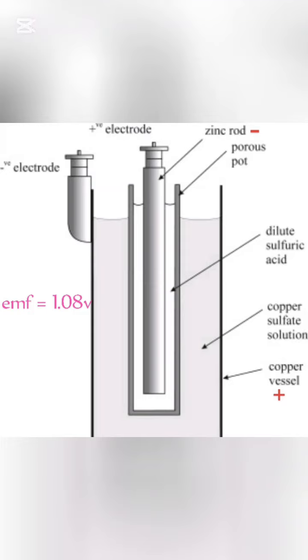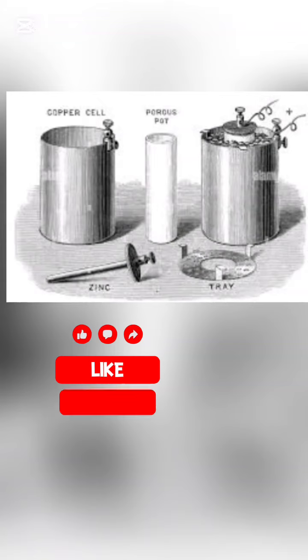However, if the cell is left unused for some time, copper ions may diffuse through the porous pot and react with the zinc, causing copper plating on the zinc rod. To prevent this, it is advisable to dismantle the cell when not in use.